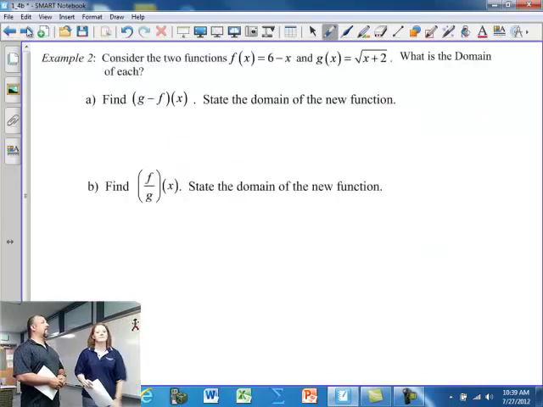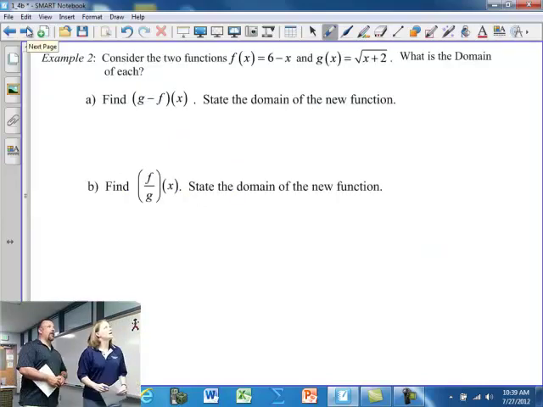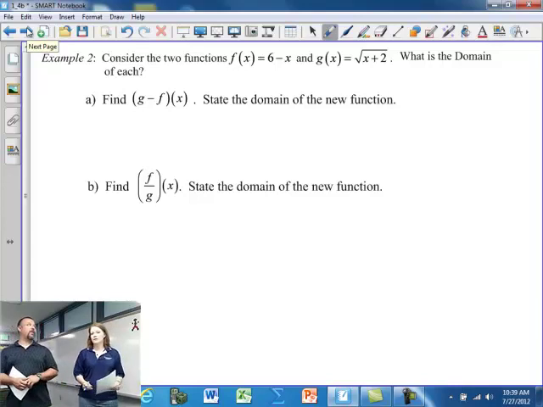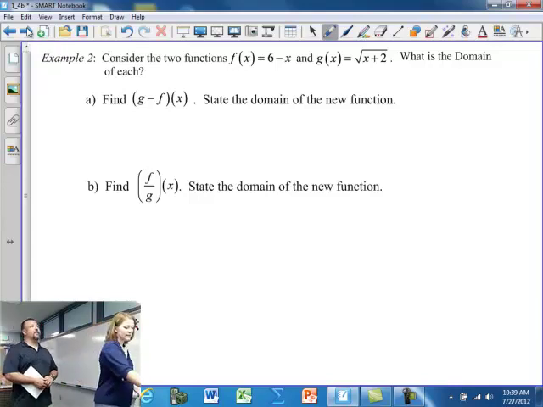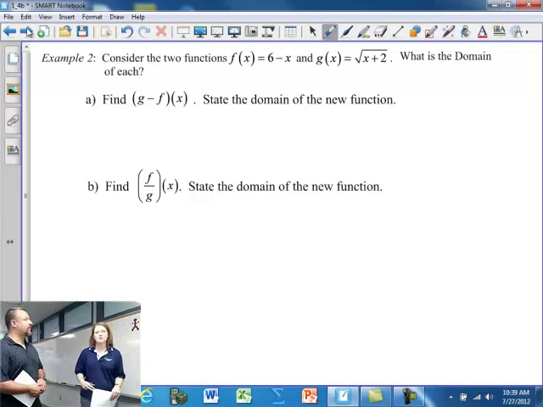All right, let's get some algebra stuff in here. We have two functions that we need to look at and tell the domain of first. We always want to consider the domain first. That's a great place to start.